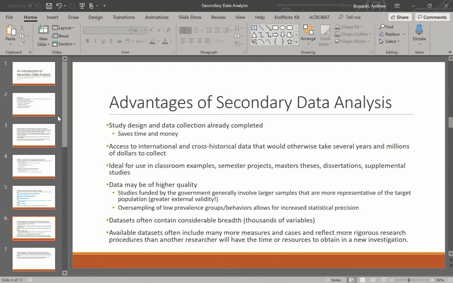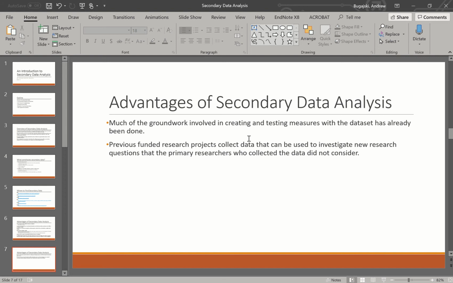Another advantage is there's usually thousands of variables in some of these data sets. So that might be a disadvantage, but at the same time, you can explore a whole lot. Available data sets often include many more measures and cases and reflect a very much more rigorous research procedure than you or I would have the time or resources to do in a new investigation.